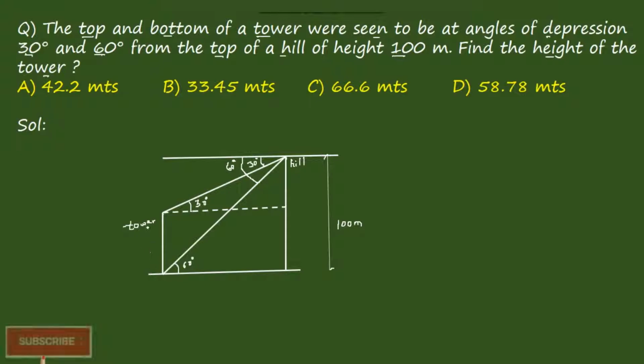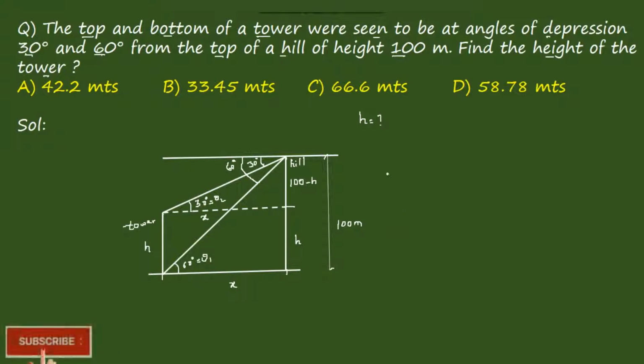We have to find the height of the tower. If you consider this one as h, then here also it becomes h. From here to here it is 100 minus h, right? If you consider from here to here as x, as it is a rectangle, here also it becomes x only. Now you have to find the h value. As we know the trigonometry, it is forming a triangle. If you consider this one as theta 1 and this one as theta 2.